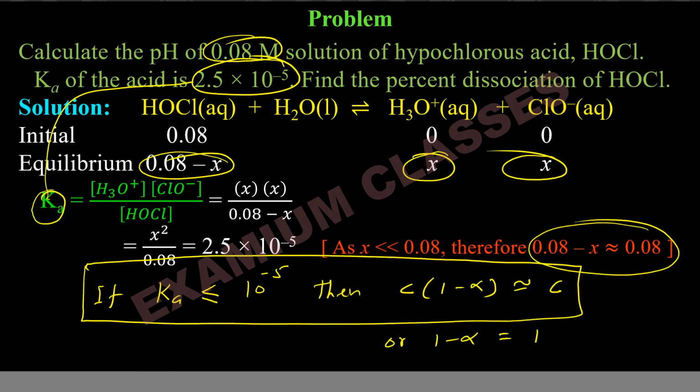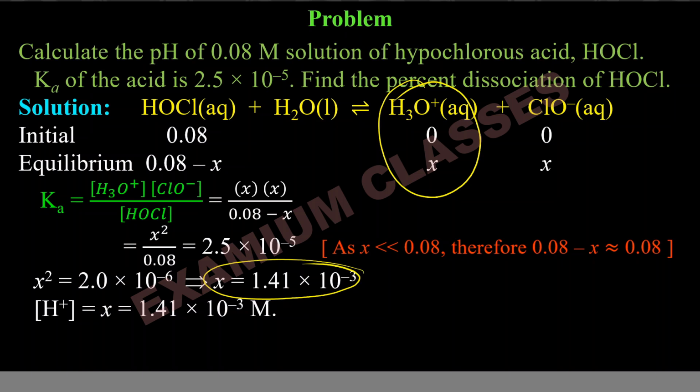Now simplify this one. If you simplify, you get X as 1.41 into 10 to the power minus 3. And X is hydrogen ion concentration or hydronium ion concentration in this case. Now come back to the question, what is asked. Calculate pH. Once we get H ion concentration, substitute in the formula pH equals minus log H ion concentration, you got pH. So first part done, pH obtained.